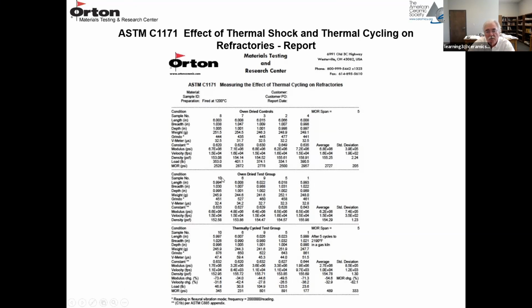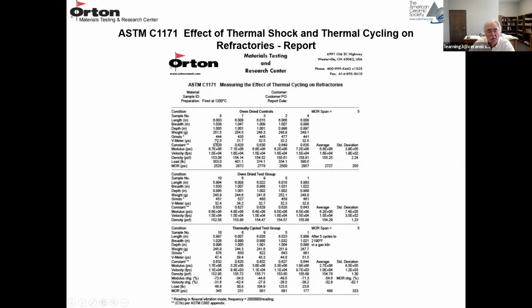So samples were labeled 1 through 10, and these were the samples that were pulled out for one group, and then these are the samples that are pulled out for the other group. But you just measure the dimensions, length, breadth, and depth. You measure the weight. We talked about using a grindosonic to get a frequency for an elastic modulus. So you make a frequency measurement for Young's modulus.